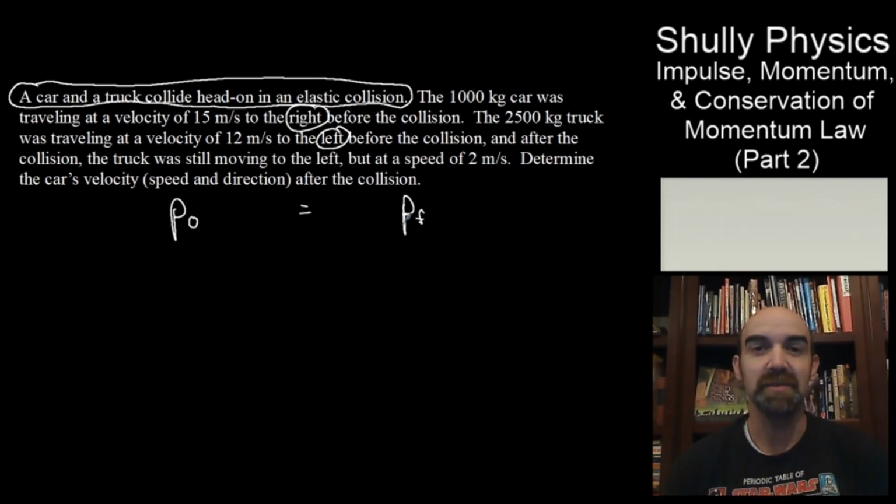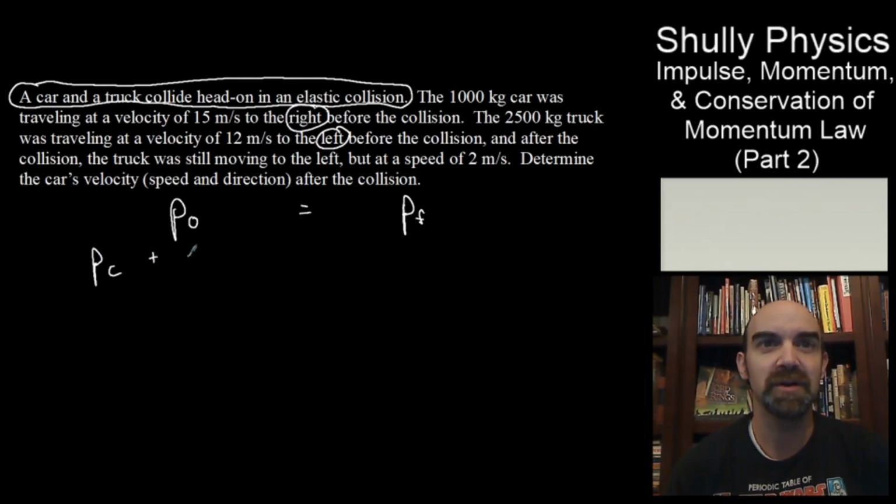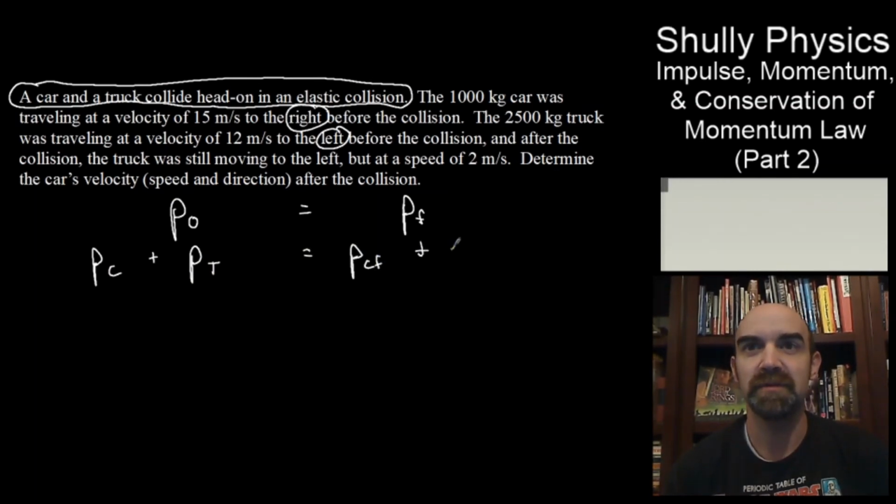Then our next step, we can take this one piece at a time. What makes up the system? A car and a truck. Those are our two objects. Momentum of the car plus momentum of the truck equals the final momentum of the car plus the final momentum of the truck.